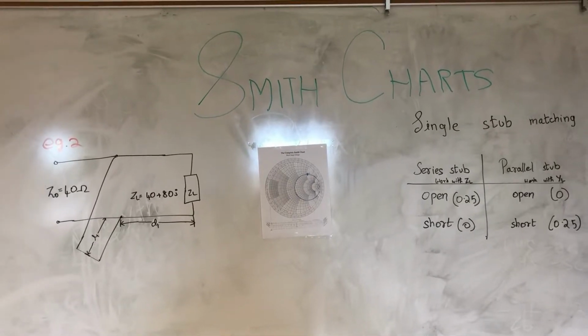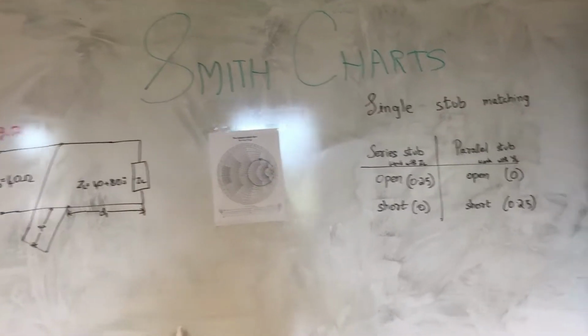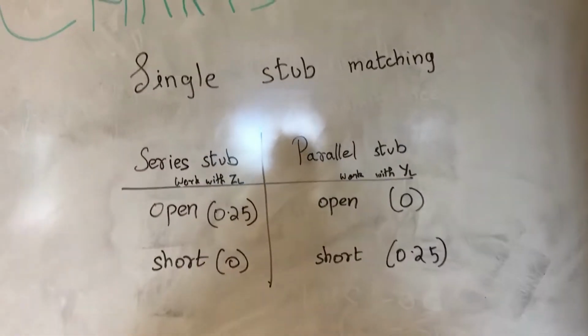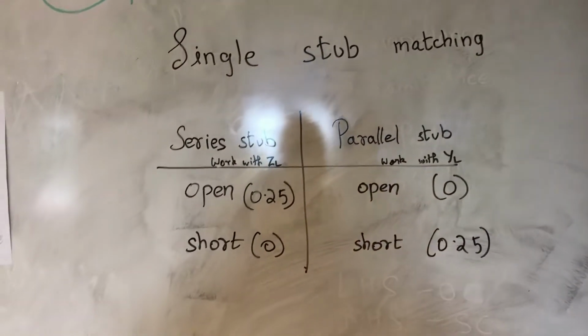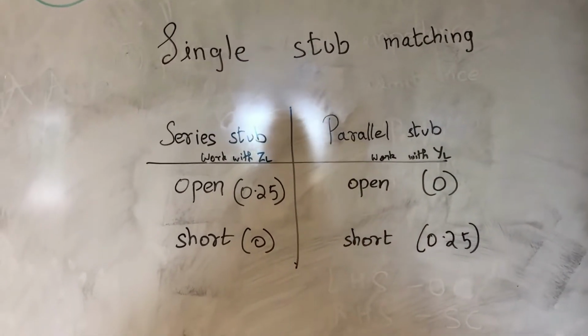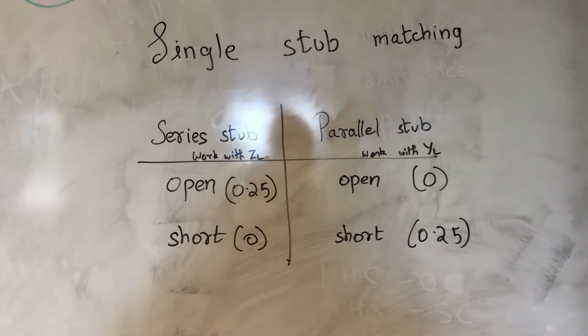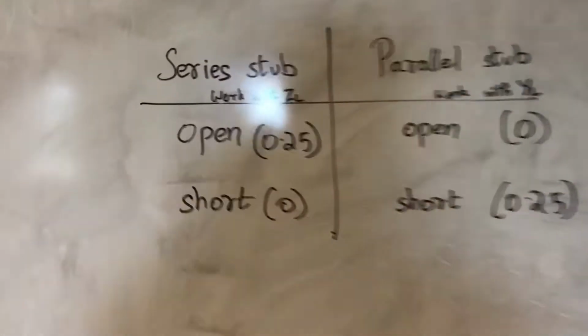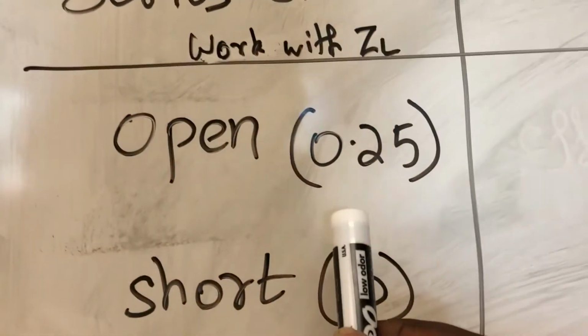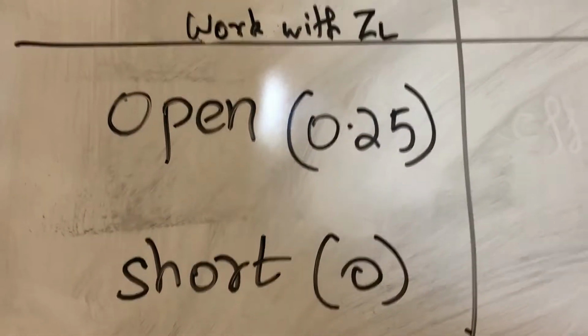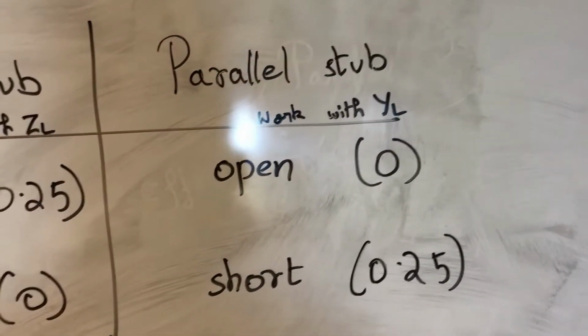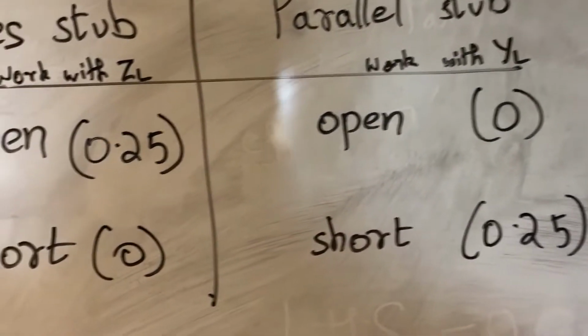Hello, the second part of Smith charts is going to be single stub matching. As you can see, in single stub matching there are going to be four types: series open, series short, parallel open, parallel short. Now I have written these numbers 0.25 and 0 near open and short for series, and in the reverse way for parallel stub. I'll explain that when we come to the Smith chart.